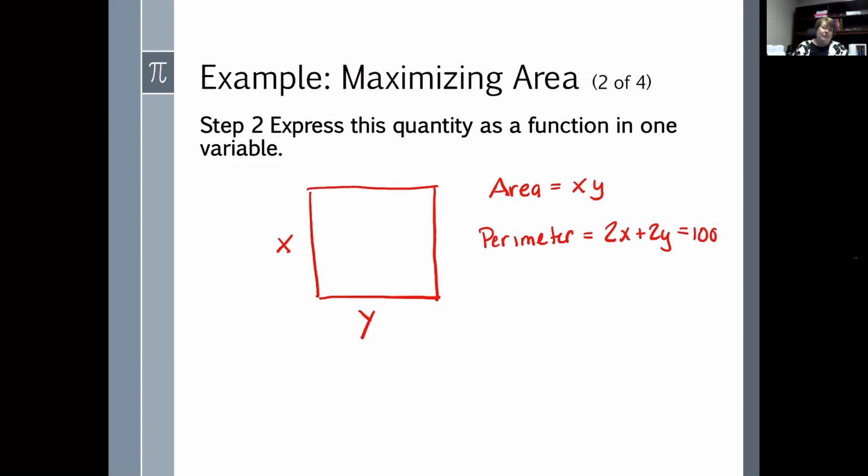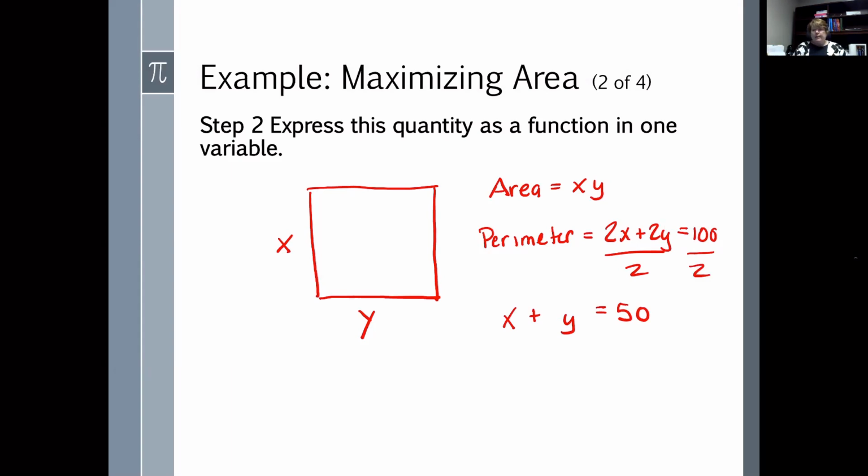Now, I might divide both sides of that perimeter equation by 2 just to make it a little bit easier for me to deal with. I can do that since I have common factors of 2 in every single term on both sides of the equation. I can divide everything by 2. 100 divided by 2 is 50. Oh, and she left the 2 in on the y. Better erase that one. There we go. That's better.